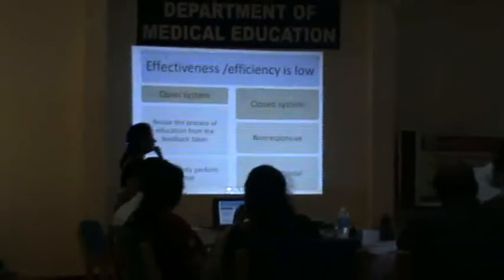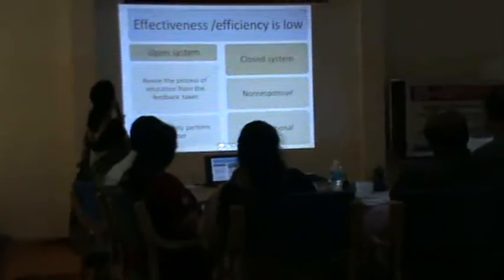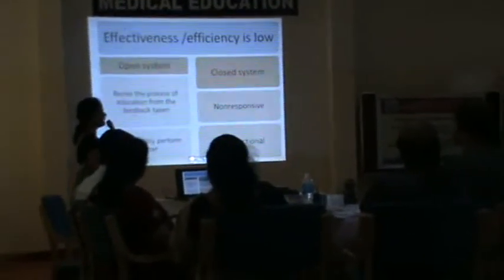In an open system, at this stage, we have a chance to revise the process, and this revision is based on feedback. So who gives the feedback? It is the students who graduate, their parents, the public, and other people who are involved in this.